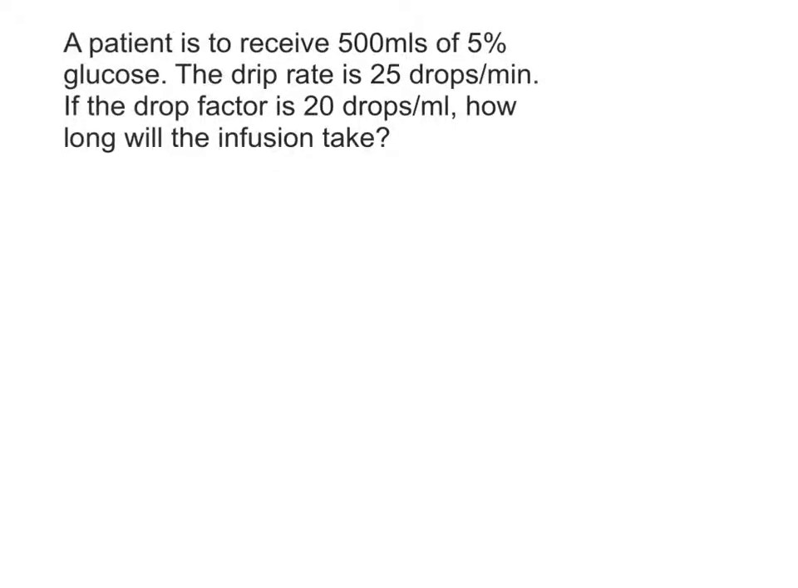In this example, we're being asked to carry out a time calculation. A patient is to receive 500 ml of 5% glucose. The drip rate is 25 drops per minute. If the drop factor is 20 drops per ml, how long will the infusion take? The first thing you need to understand is that you mustn't get distracted by the presence of the 5%. That's simply information about the makeup of the prescribed solution and forms no part of your calculation.